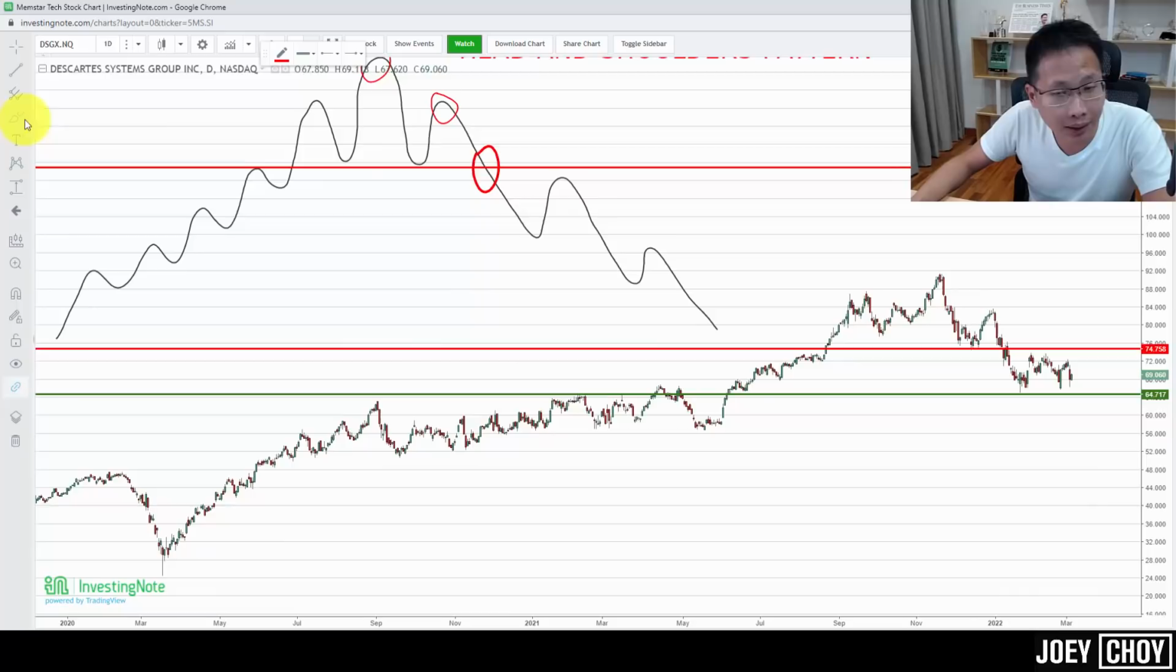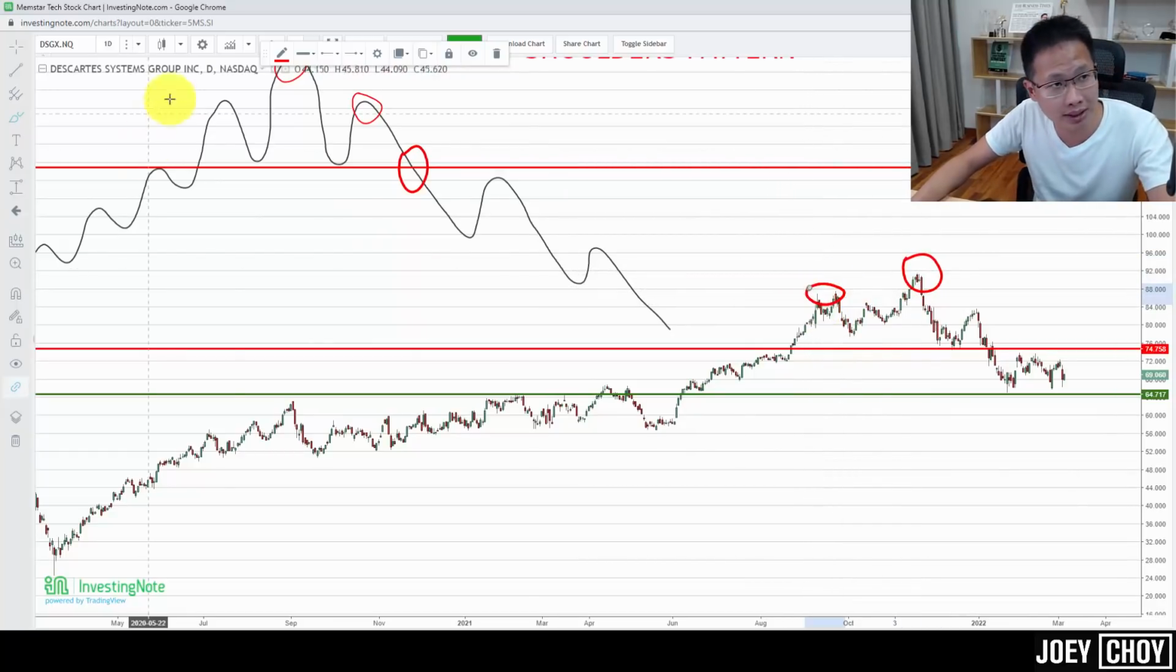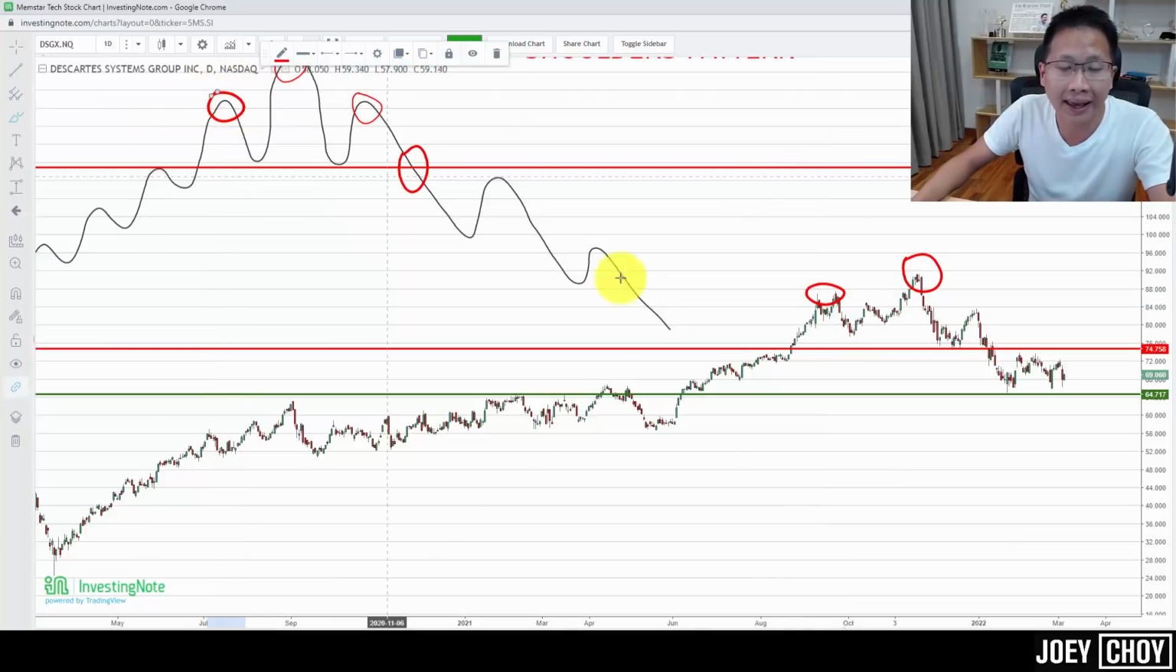So let's see where the head and shoulder pattern is. This would be, I would say, a head right here. If you can see it, this is something like a head. This is the peak right here, about $92 for this stock. And the left shoulder will be somewhere around here. Can you see it? So this is a left shoulder, like what is seen over here.